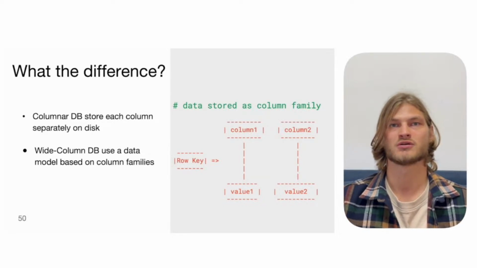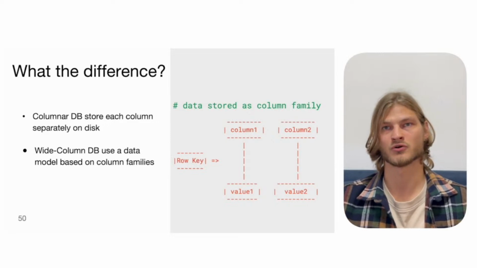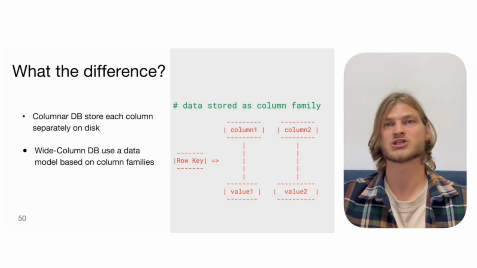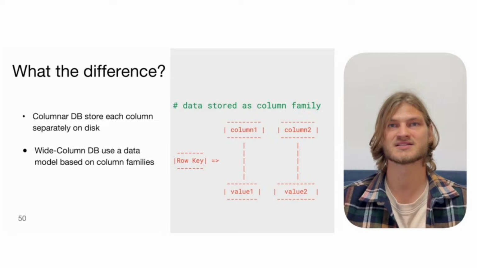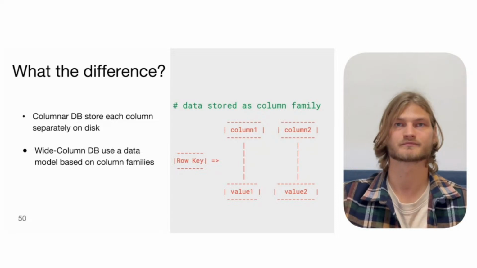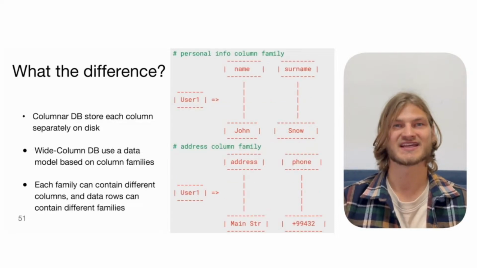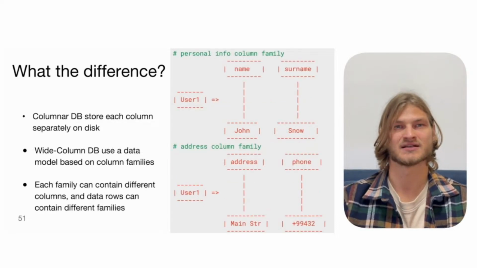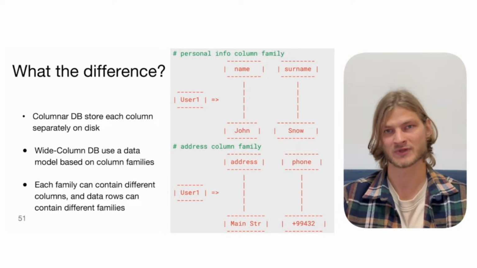So for each row key, we have columns, and each column has its value. Column 1 is the name of our column. Column 2 is also a name, and each of these columns has its values, and all of it combines in a column family. Also, each family can contain different columns, and data rows can contain different families.